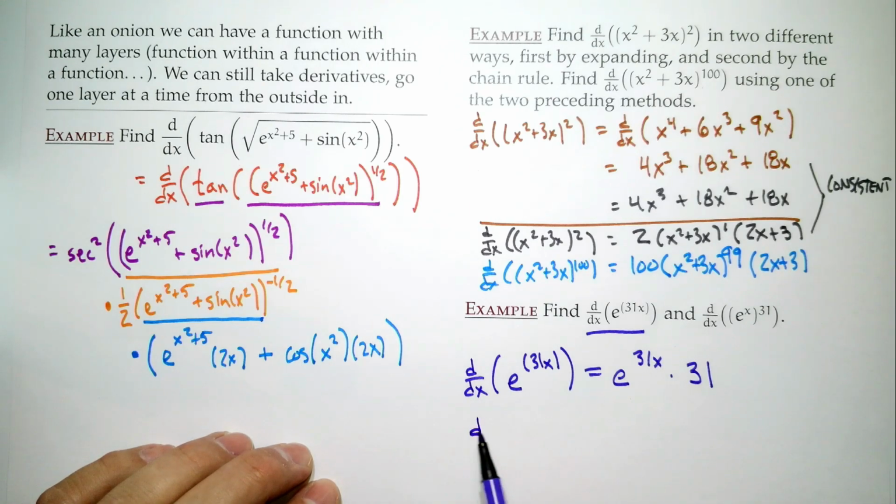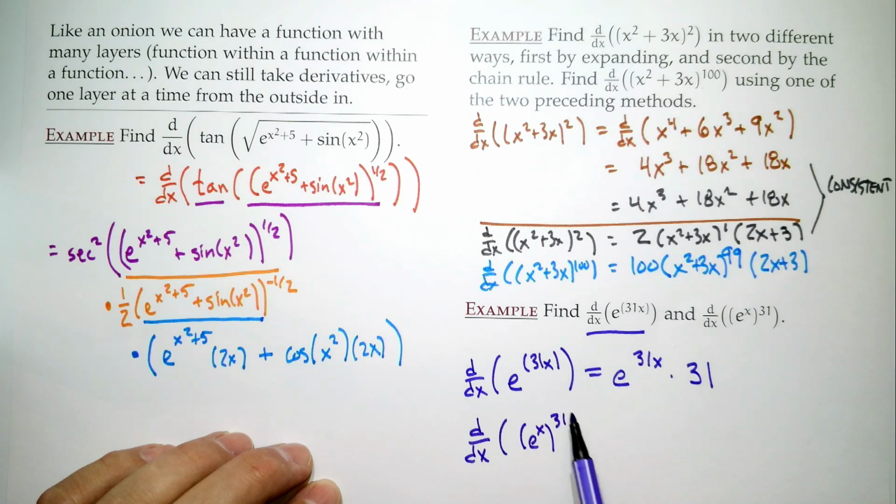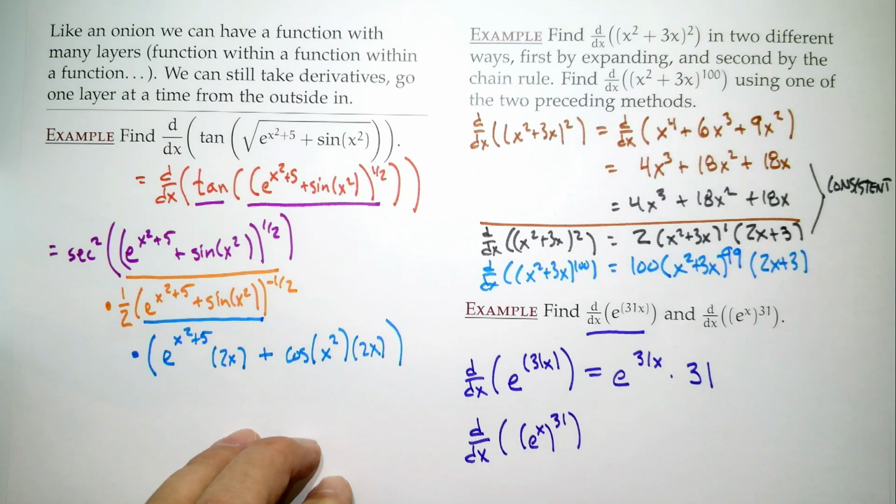So compare that to the other case where we have e to the x to the 31st power. Now, in this case, what's the outside function? Raising it to the 31st power. What's the inside? e to the x. So it's a different expression, so that what happens now is the functions that are the inside and outside have changed.